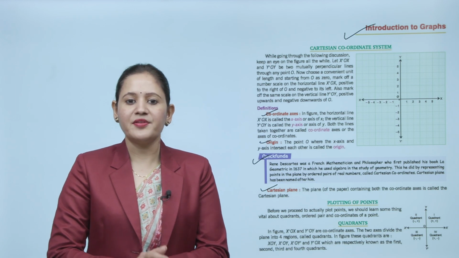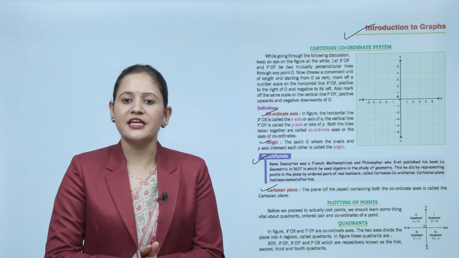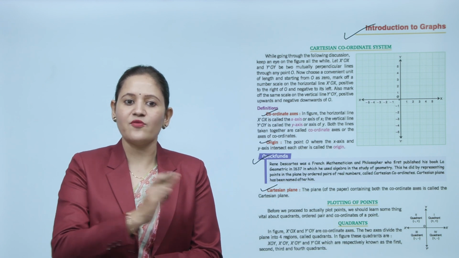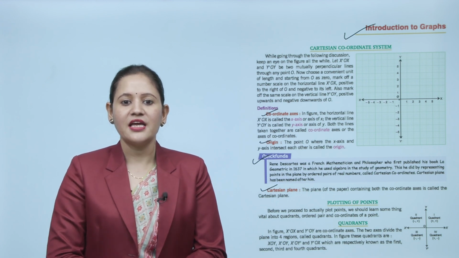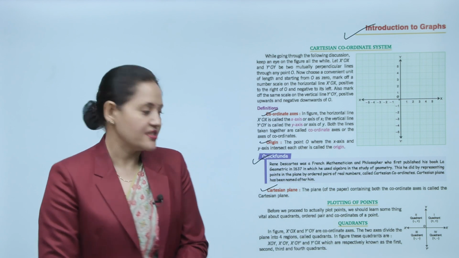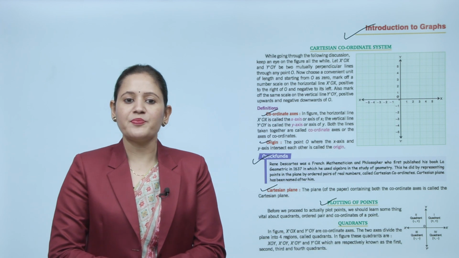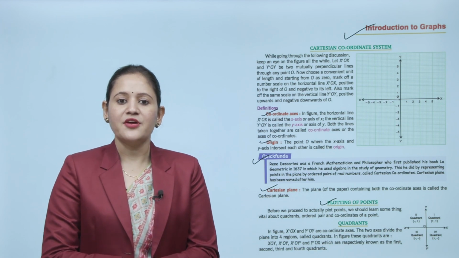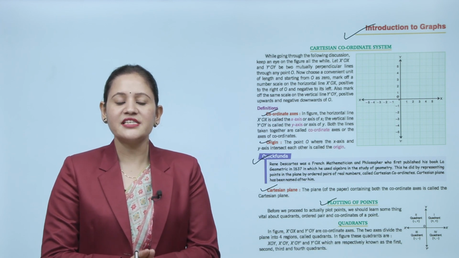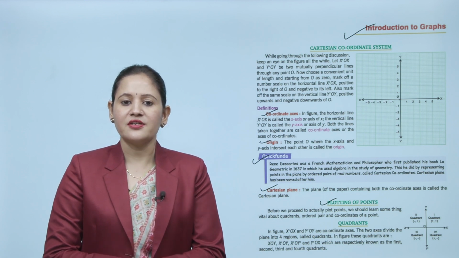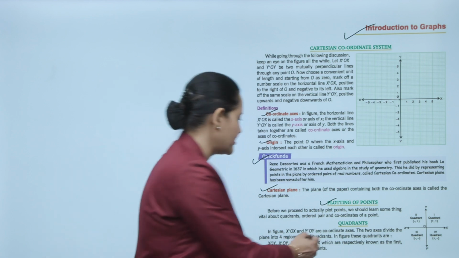The plane of the paper containing both the coordinate axes is called the Cartesian plane. जिसमें दोनों coordinate x and y axis हों, that is called Cartesian plane. Next, plotting of points. Before we proceed to actually plot points, we should learn something vital about quadrants, ordered pair and coordinates of a point. Next is quadrants.